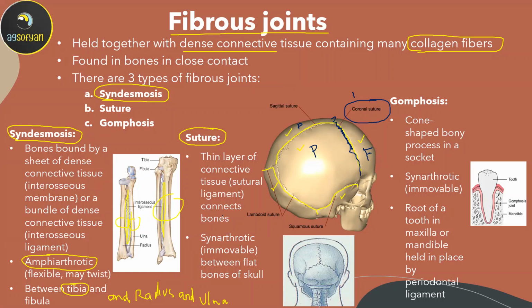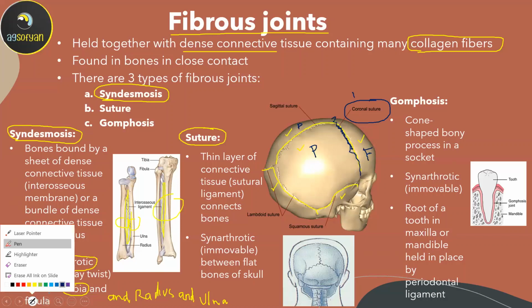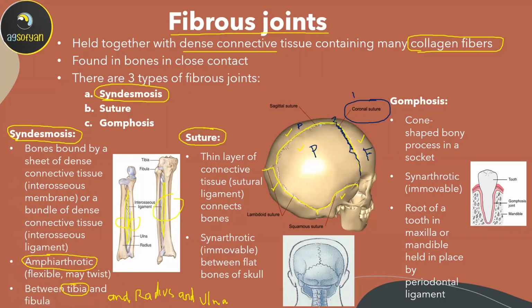The second one is the one that is located between the two parietal bones. So the blue one over here, I made it blue. Okay, blue joint. And this is what we call the sagittal suture.